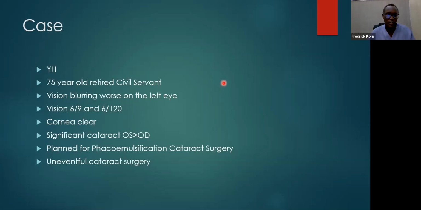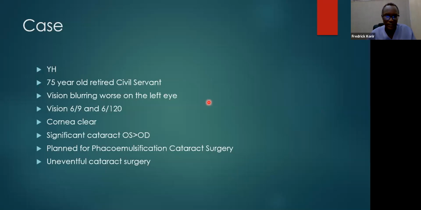In chatting and laughing, I told him, well, you do need a cataract operation, which he also already knew, and he wanted to plan and get it done. So we did phacoemulsification cataract surgery on his left eye. It was a smooth surgery, one of those surgeries you finish and you're happy, no issue at all.